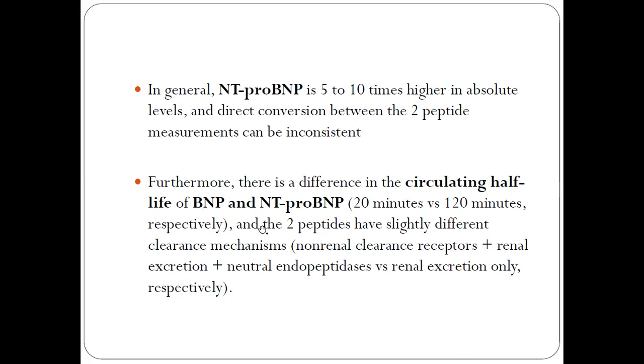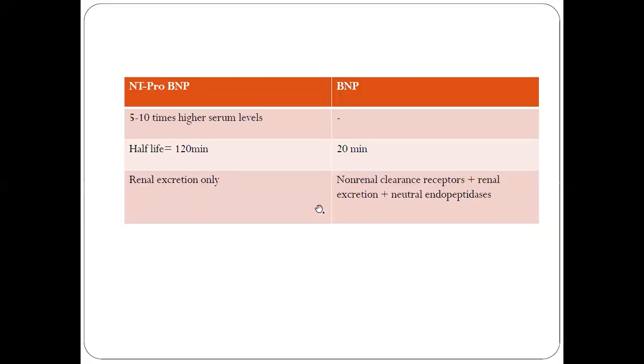Another important thing to remember is that BNP is metabolized or cleared by non-renal clearance receptors, also by renal excretion, and also by neutral endopeptidase enzyme in the blood. So there are three ways of clearance of BNP. However, NT-proBNP is cleared only by renal excretion. This is important to note: NT-proBNP is excreted only by renal excretion.